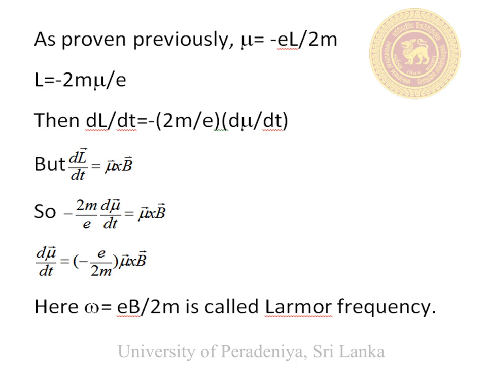Now we are going to prove the equation given in the last slide. Previously we have proven an equation for the orbital magnetic moment of an electron. From that equation, capital L is equal to minus 2m mu over E. We take the derivative of L, then we can prove the last equation given in this slide. Here this omega equals minus EB over 2m is called the Larmor frequency.